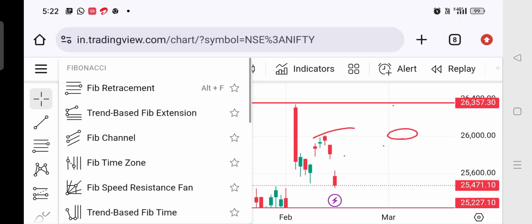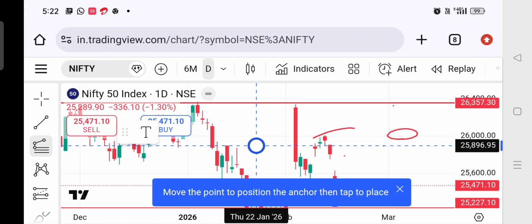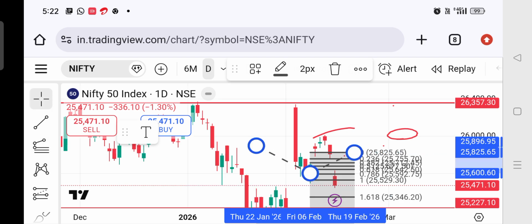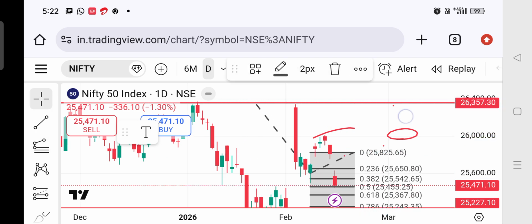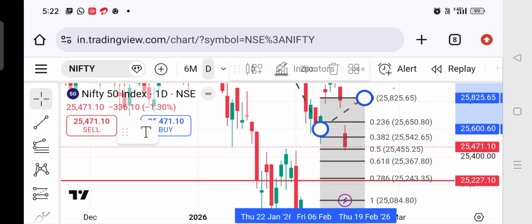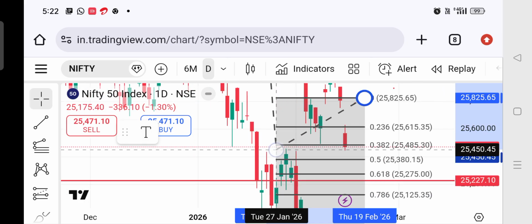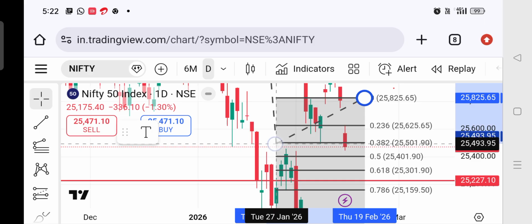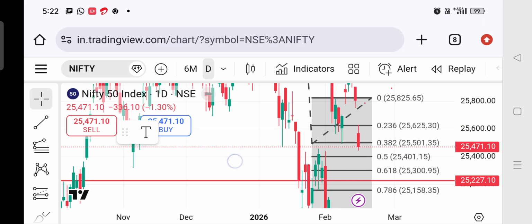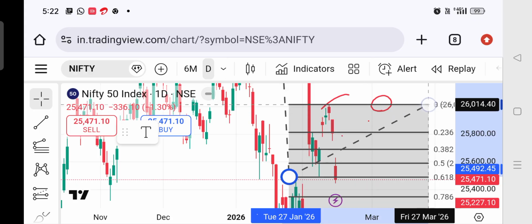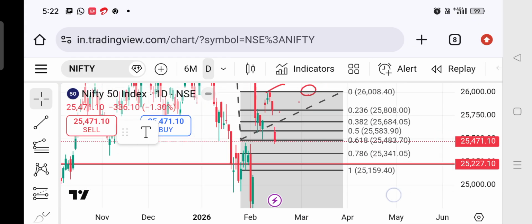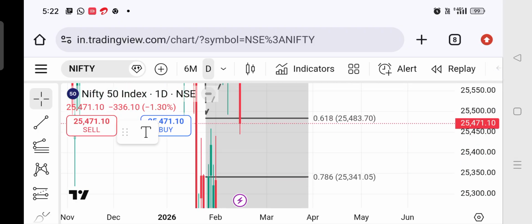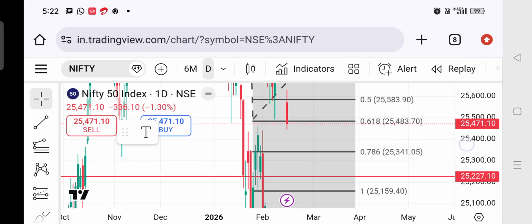you will go on choosing is high, the low, is the lower high. Okay, market again to giving to target for 0.600 25,483. Okay, this is Nifty levels.